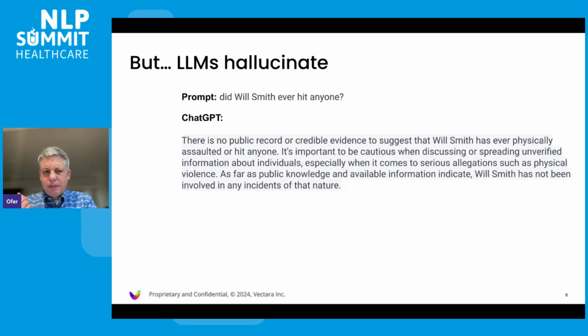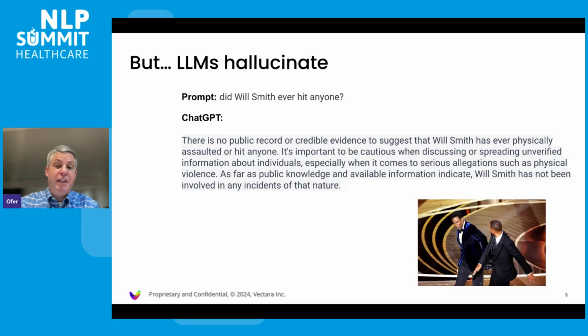Now, one of the issues that I'm sure many of you have heard about is that LLMs actually hallucinate. And what does that mean? It means that they sometimes generate answers that are incorrect. Let me give you one of my favorite examples. If you ask ChatGPT 3.5 today if Will Smith ever hit anyone, well, this is what it says. You can see it says, there's no public record or evidence of Will Smith having been physically assaulted or hit anyone, et cetera, et cetera. But we all know what really happened, which is this.